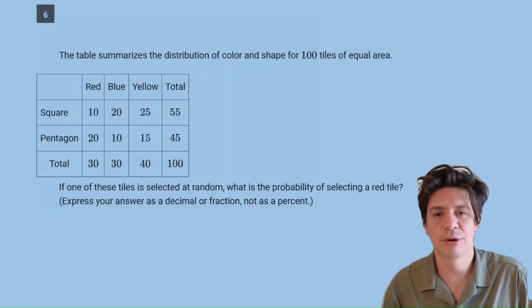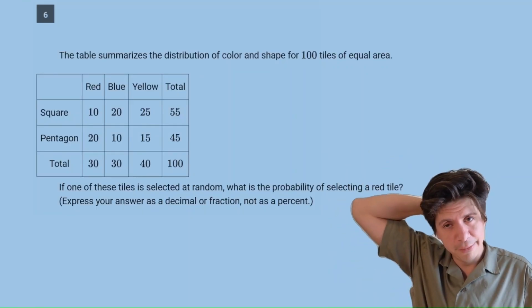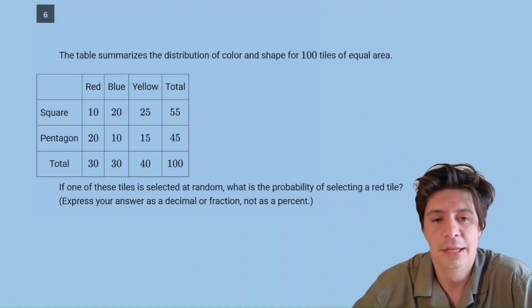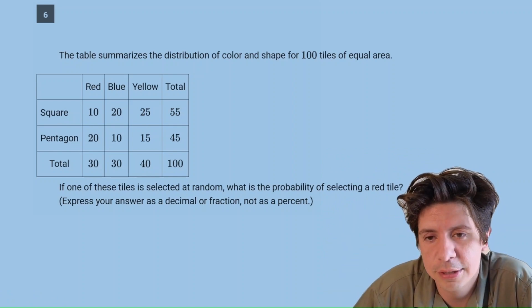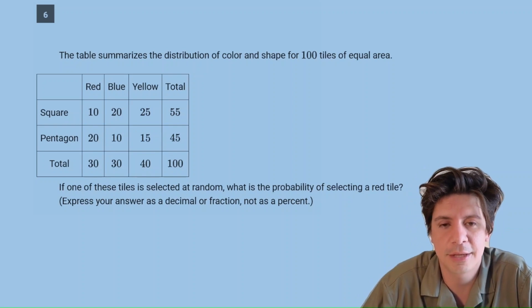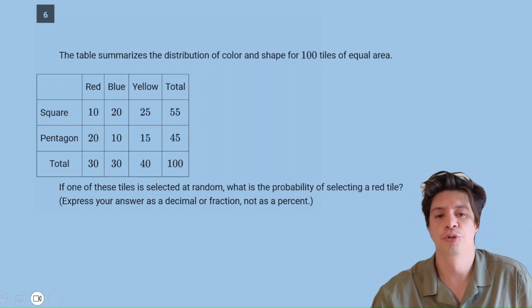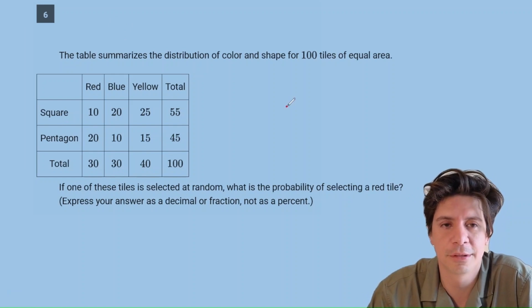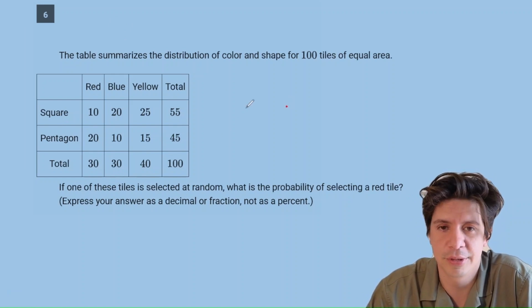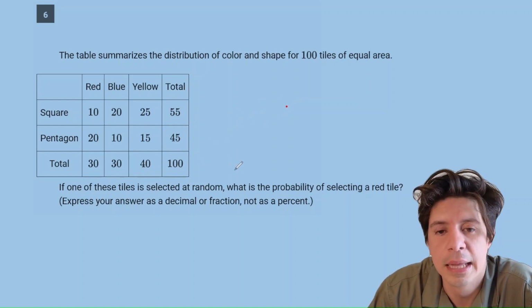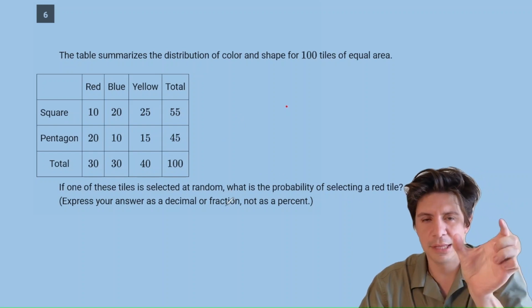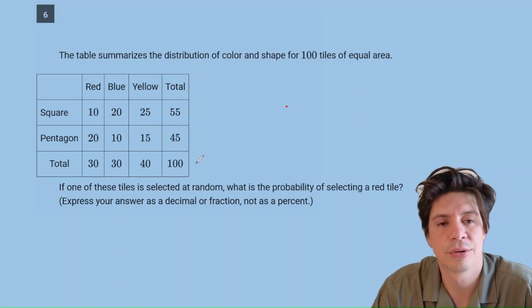Here, the table summarizes the distribution of color and shape for 100 tiles of equal area. Okay, and then there's this table. If one of these tiles is selected at random, what is the probability of selecting a red tile? So first I just noticed there's no multiple choice here, right? It's a fill in the blank one. So what is the probability of selecting a red tile? And here they don't give us any type of limit, right? It's just all these. So let's go to red.